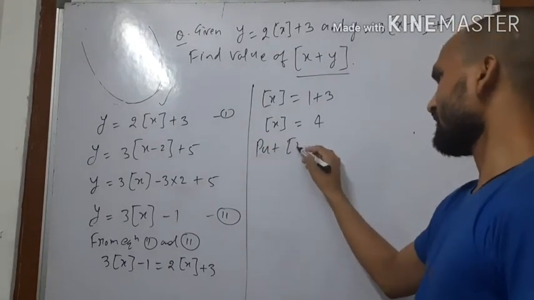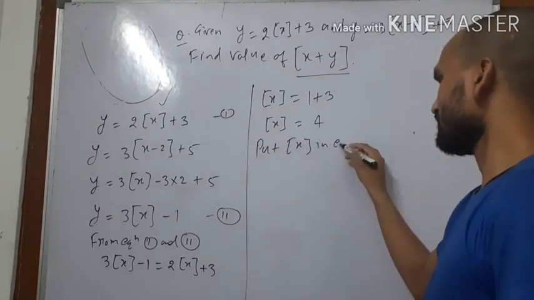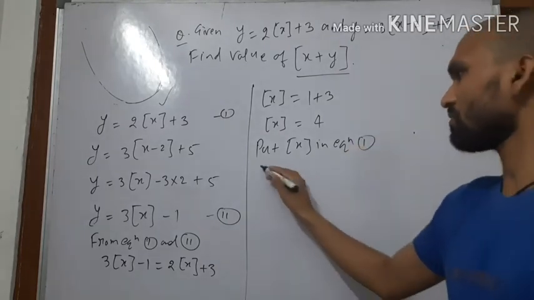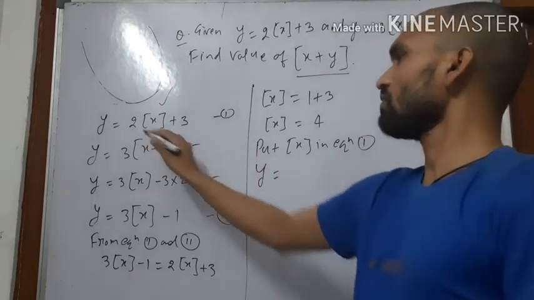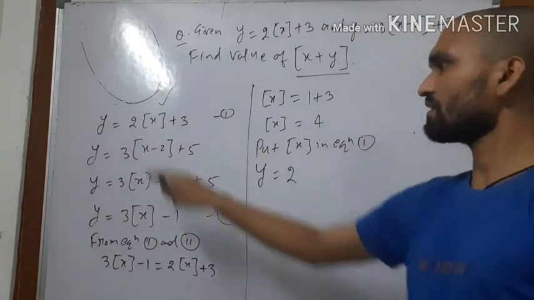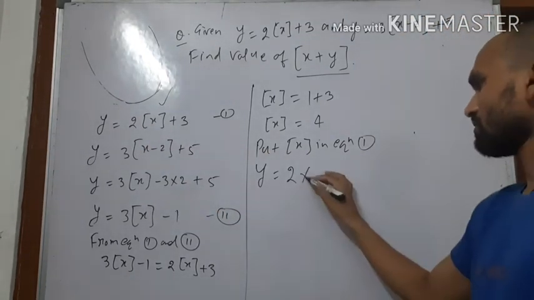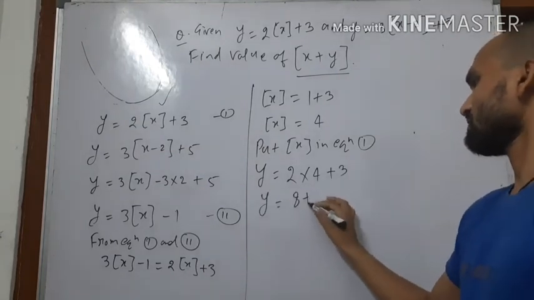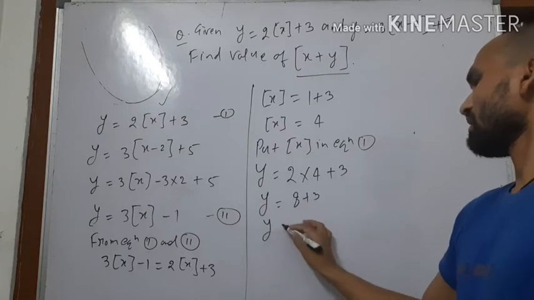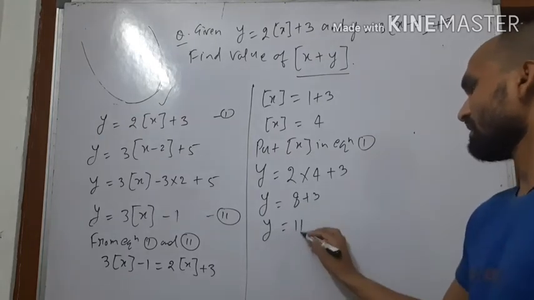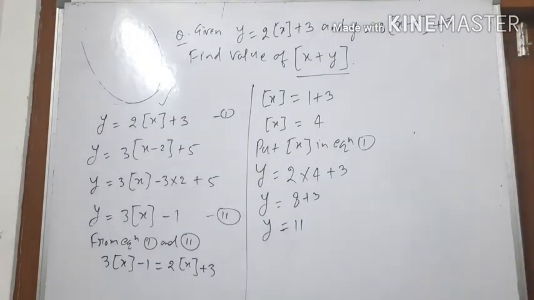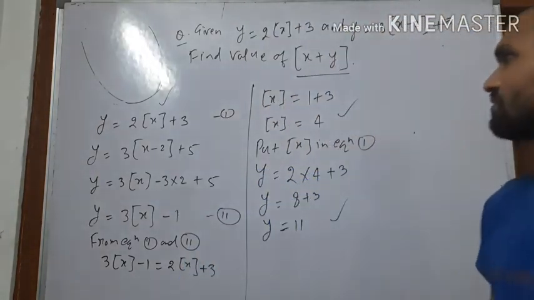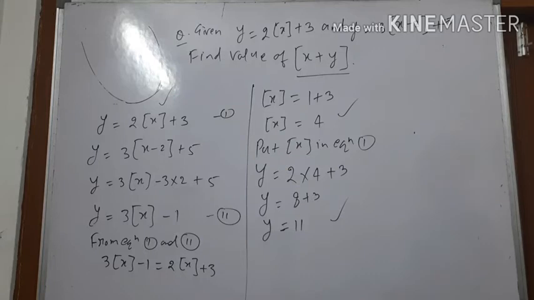Put greatest integer x in equation 1. We get that y is equal to 2 at the place of greatest integer x, so we get 4 plus 3, that is 8 plus 3, and after simplification it is 11. Okay students, so y is 11 and greatest integer x is 4.